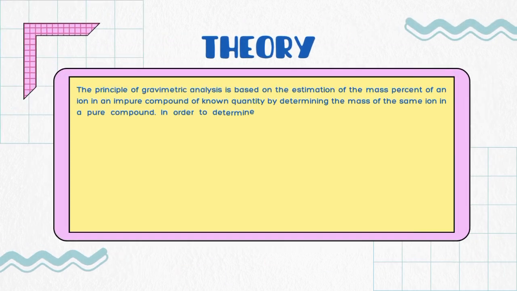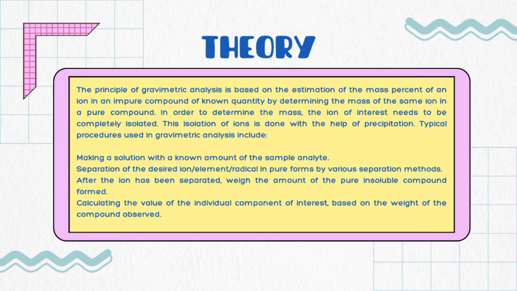The principle of gravimetric analysis is based on the estimation of the mass percent of an ion in an impure compound of known quantity by determining the mass of the same ion in a pure compound. In order to determine the mass, the ion of interest needs to be completely isolated. This isolation of ion is done with the help of precipitation.